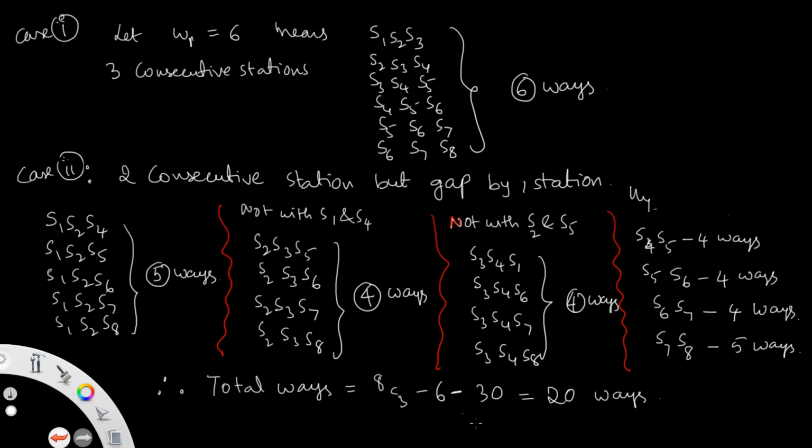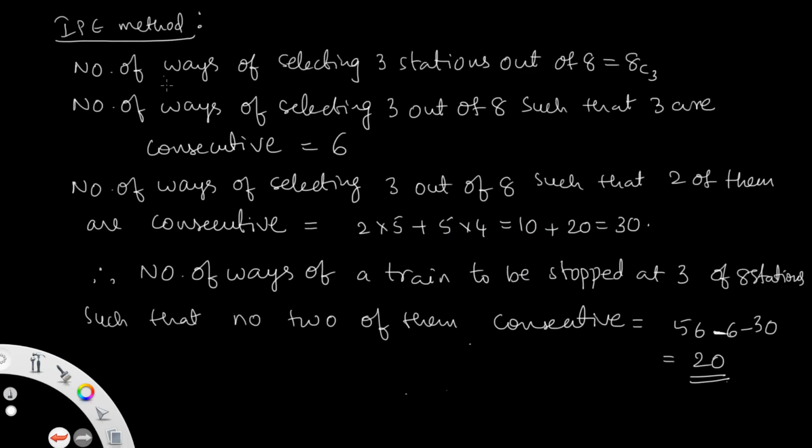This is the explanation part, but you have to write it in the exam method. The number of ways of selecting 3 stations out of 8 is 8C3. The number of ways of selecting 3 out of 8 stations such that 3 are consecutive is 6 ways. And the number of ways of selecting 3 out of 8 such that 2 of them are consecutive is 2 into 5 plus 5 into 4, since I already gave those values. So 10 plus 20 is 30 ways. Therefore, the number of ways the train can be stopped at 3 out of 8 stations such that no two of them are consecutive is the total minus 3 consecutive minus 2 consecutive with a gap of one station, which totally gives 20 ways. This is the answer to the question.